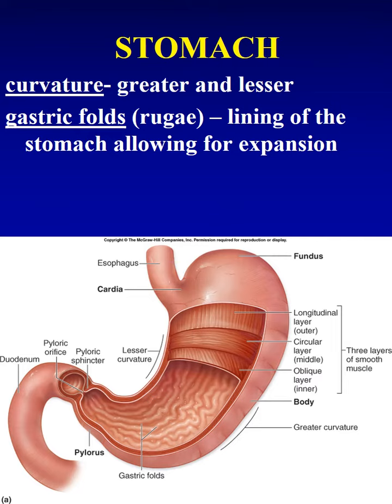The inferior convex border of the stomach is the greater curvature, while the superior concave border is the lesser curvature. The greater omentum attaches to the greater curvature edge of the stomach, and the lesser omentum extends between the lesser curvature and the liver. The gastric folds, or the rugae, are found internally and line the stomach. These folds are found only when the stomach is empty, and they allow for a great amount of expansion when it fills, and then it returns to the normal J shape when the stomach is emptied.